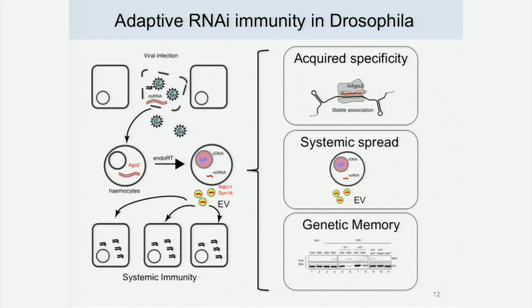The hemocytes can get this specificity through the interaction of siRNAs. They can spread by secreting new siRNAs into vesicles, and create a genetic memory by making viral DNA specifically against the virus encountered.